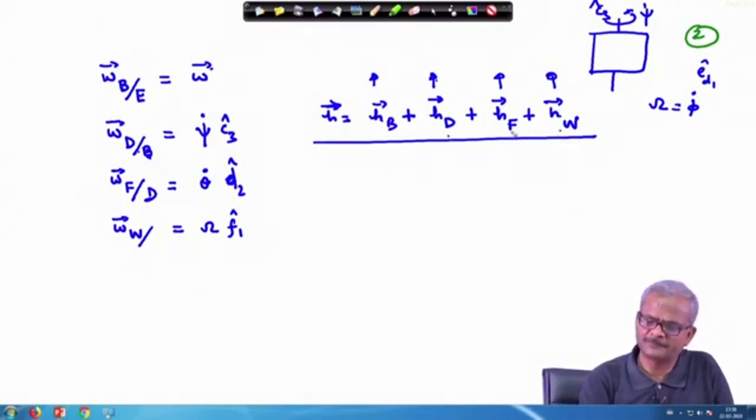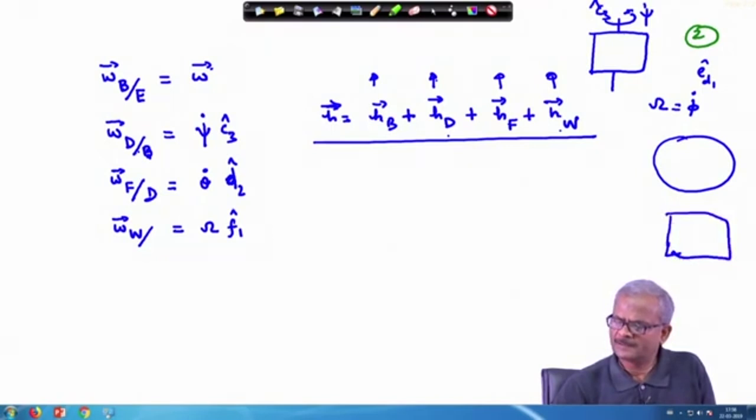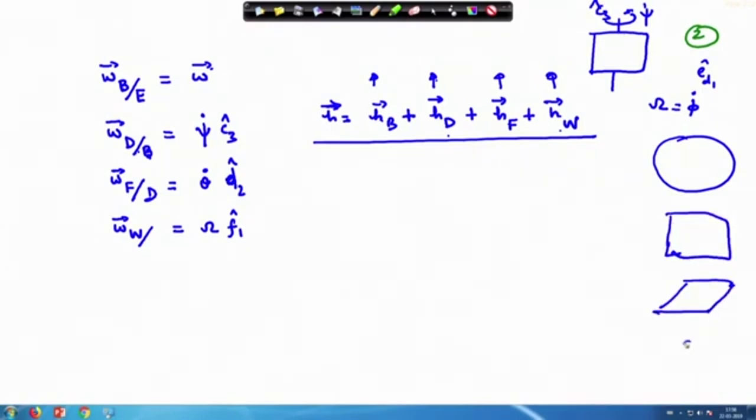Okay, so we are making a free body diagram of each and every one. This is your satellite, this is your outer frame, then this is your inner frame, and attached to this is the wheel. Okay, so all of them are free body diagrams, FBD. So for all of them we are writing like this. Now we have to compose each of the terms here.